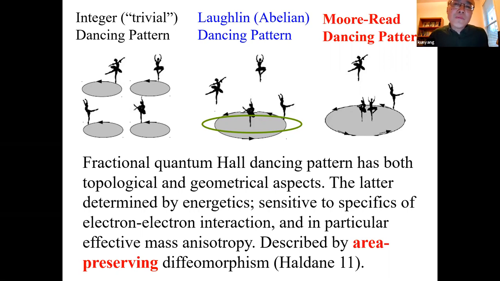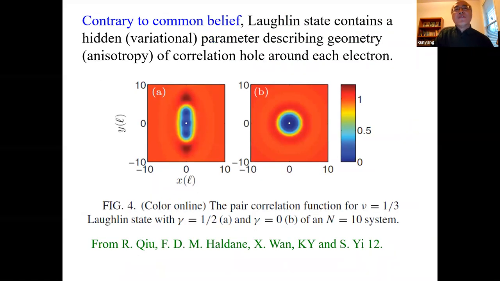But conceptually, the point is that you have this freedom that allows you to distort the dancing circle with the topological constraint that the area of this ellipse cannot change. So Haldane came up with this name of area preserving diffeomorphism. One immediate consequence of this geometrical degree of freedom, this anisotropy basically, is that contrary to what you have been told, that Laughlin is such a unique variational wave function that doesn't even have a variational degree of freedom, it actually has a hidden variational parameter, which is precisely this geometry.